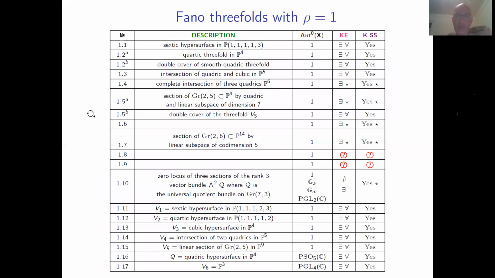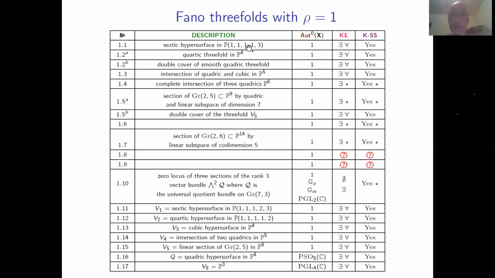This is Fano threefolds with Picard rank 1. Rho is the rank of the Picard group. We have this numbering of them, which is from the book of Iskovskih and Prokhorov. Then there's a short description if it's short; for example, this one was long, so I didn't put it. Here is the connected part of the automorphism group, so one can see which families have finite automorphism group and which have infinite automorphism group. This column is K-stability, K-polystability, existence of Kähler-Einstein metric, and this is K-semistability. A star means generic.